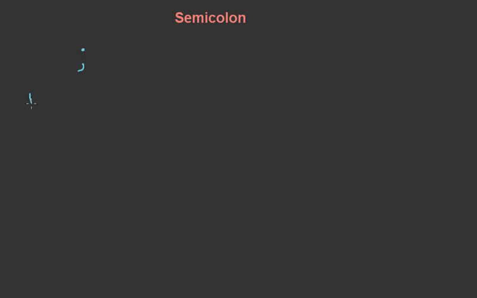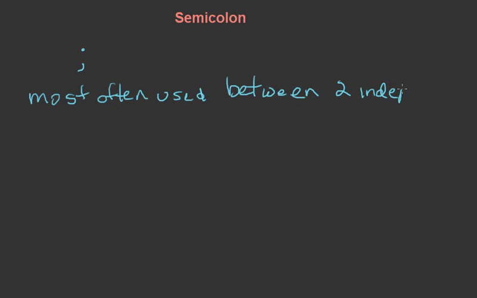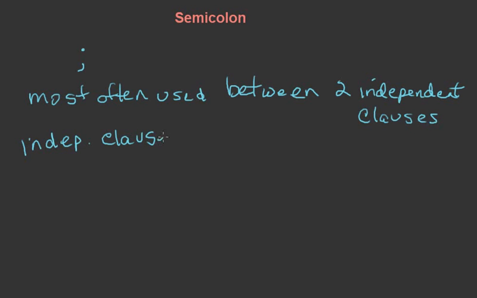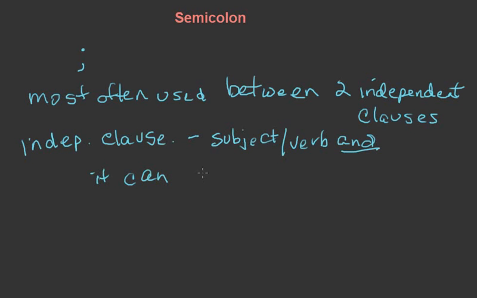Semicolons are most often used between two independent clauses. Okay, now you might be saying, oh no, what's an independent clause? No problem. An independent clause has a subject and verb and it can stand alone. It totally makes sense. All right?